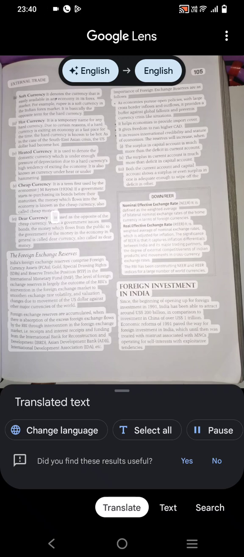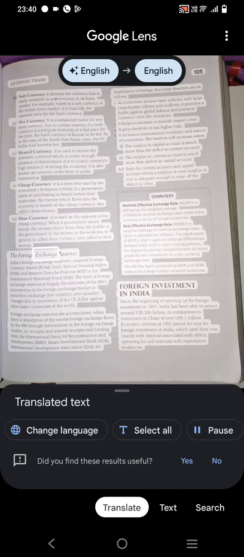Dear currency. It is used as the opposite of the cheap currency. When a government issues bonds, the money which flows from the public to the government or the money in the economy in general is called dear currency, also called as dear money.